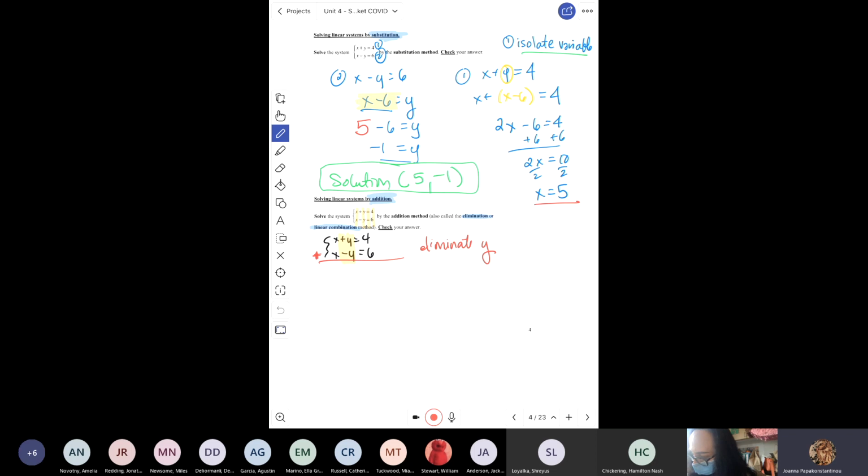So let's add them together. If I add the x terms together, what do I get? And guess what happens? My y's go away. They're eliminated. Equals what? 10. Then divide by 2, and I get x equal 5.